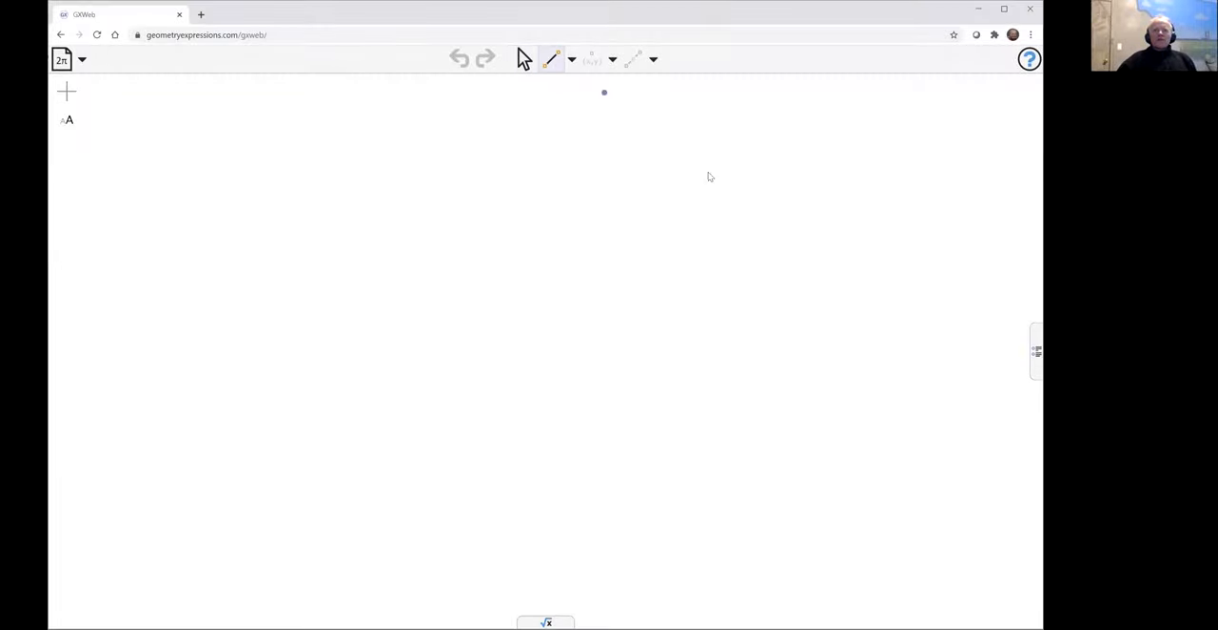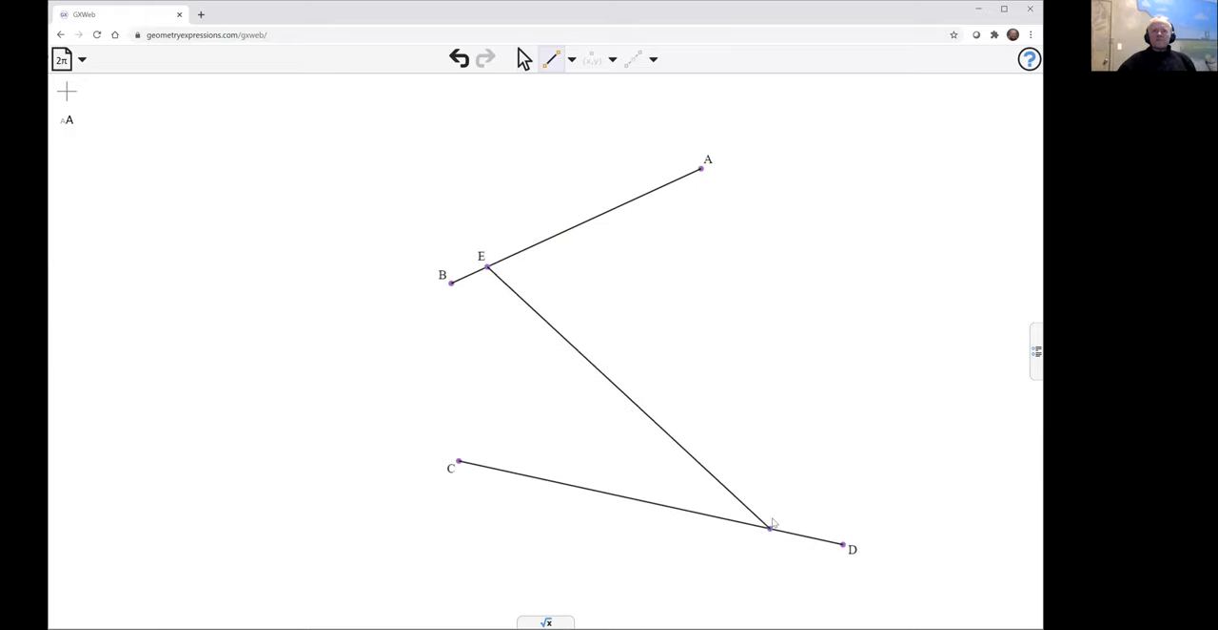Okay, so we're going to have two line segments. Let's do them like this. There's one, B, C, D. They're not necessarily the same length, and they don't necessarily intersect. And what we're going to do is take a sequence of points that move along this line.